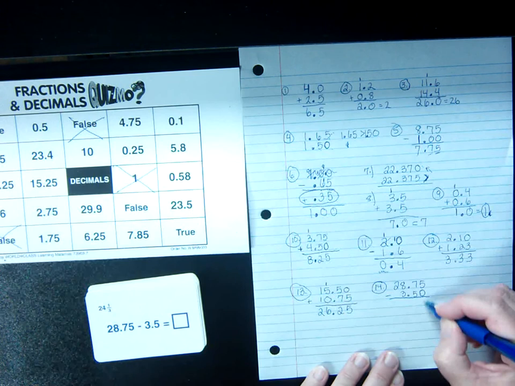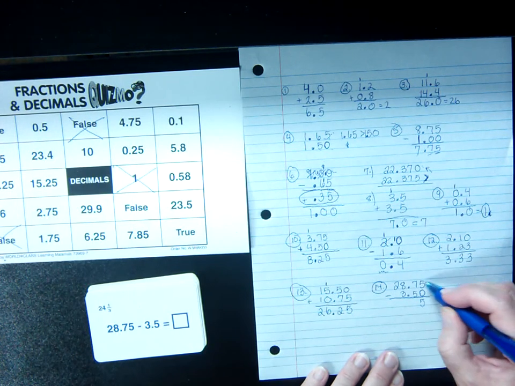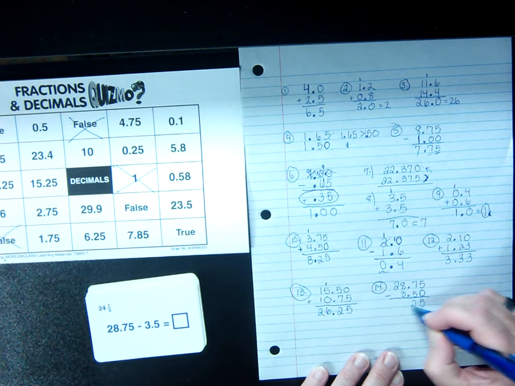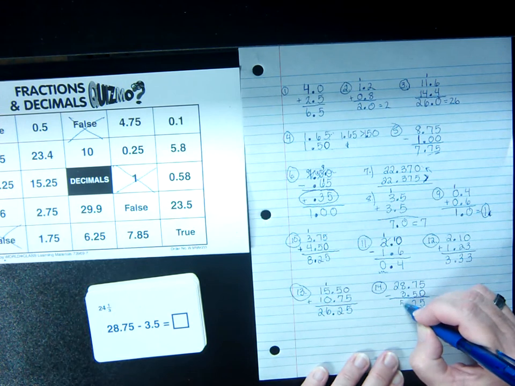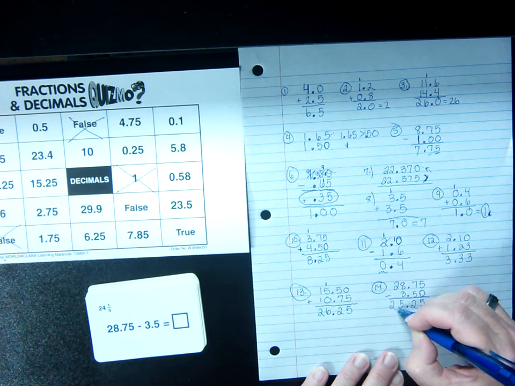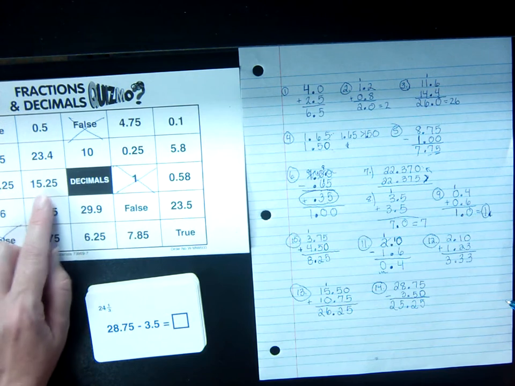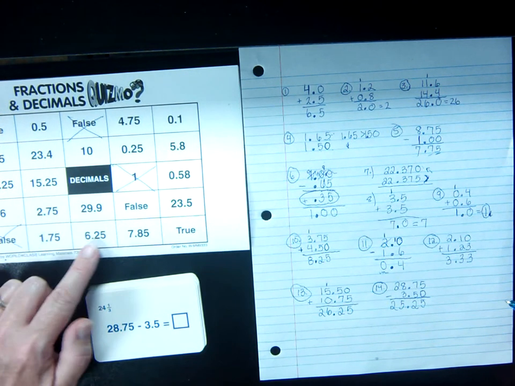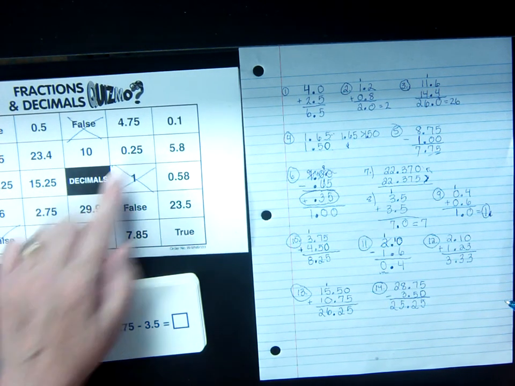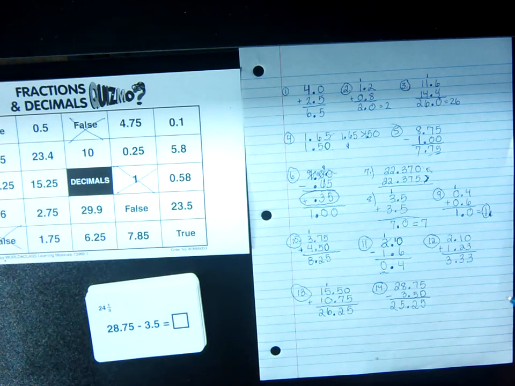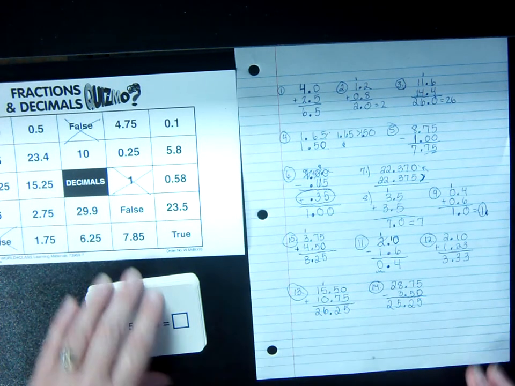And now when I subtract, I will have 5, 2. So 25 and 25 hundredths. For me, no luck. I have the 28 and 25 hundredths, the 15 and 25 hundredths. I even have 6 and 25 hundredths. I even have 25 hundredths, but not 25 and 25 hundredths. So that's it for me.